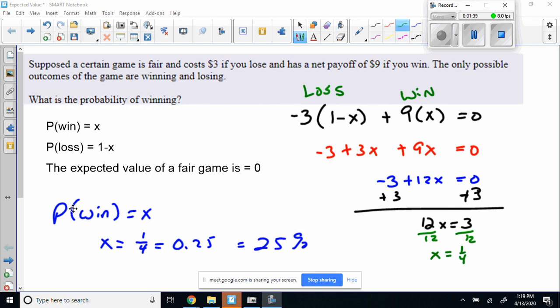So the probability of a win is equal to x, so x is equal to 1/4 or 0.25, or you could say you win 25% of the time, theoretically, right? Okay, now, questions off of number 1's problem.